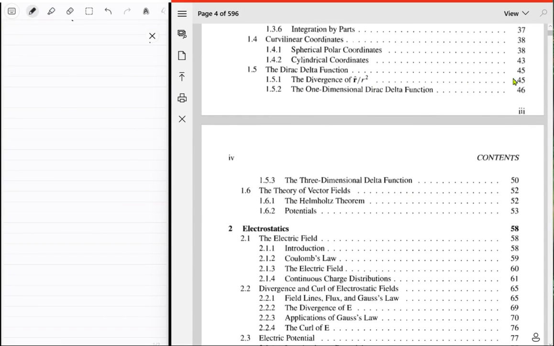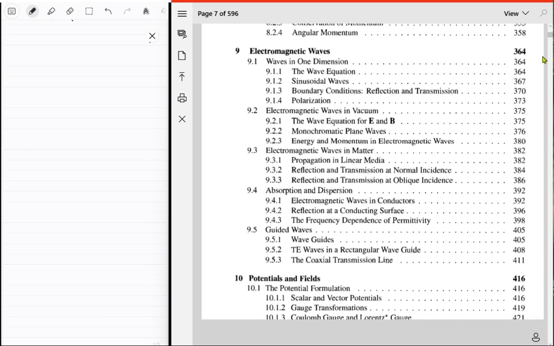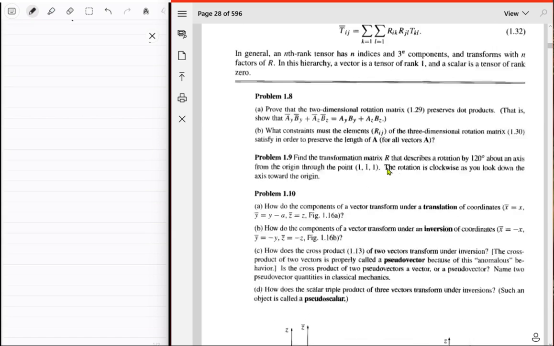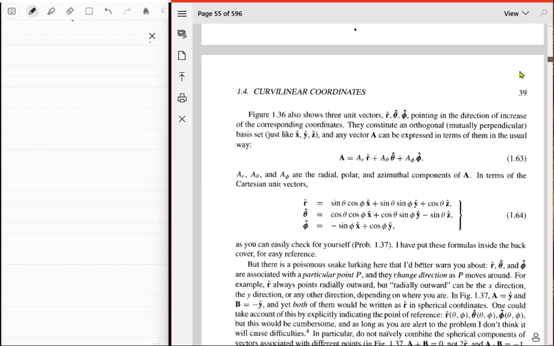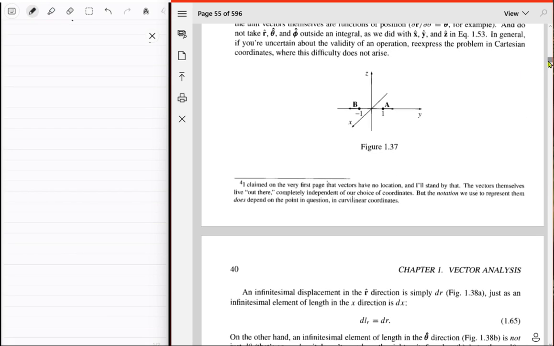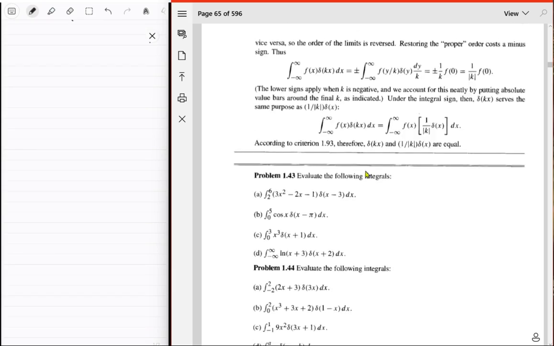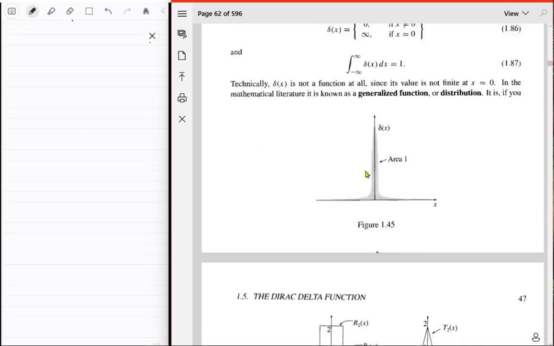Page number 45. Fine. Now this vectors, that's not what we want. It's 39, I want 45. Oh, I think that's the direct delta function. Fine. Okay.